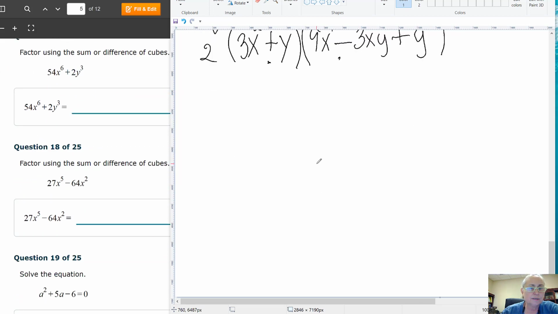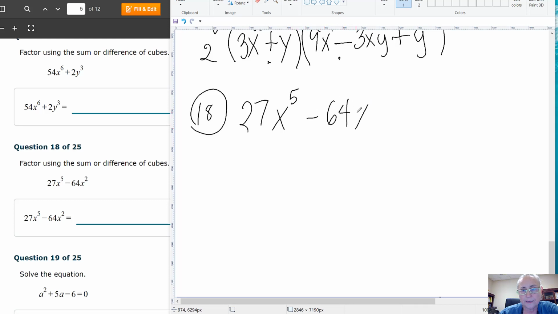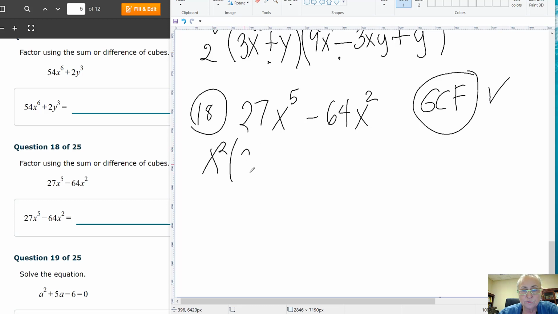Okay. Number 18. 27x to the 5th minus 64x to the 2nd. Well, these aren't squares, but look, I have to do the GCF first. I mean, they aren't cubes. There is a GCF this time. It's x squared. Then that leaves me with 27x cubed minus 64.